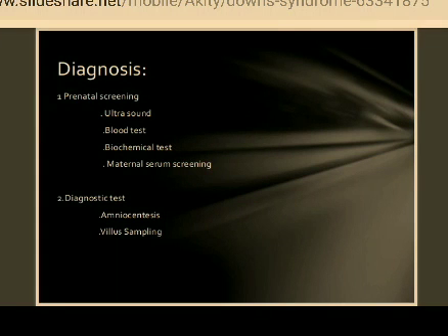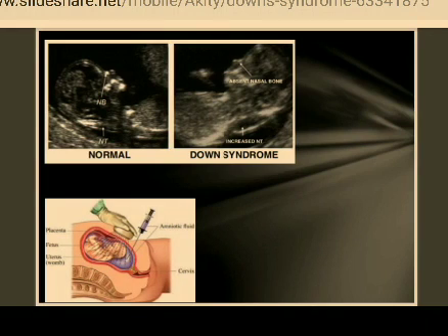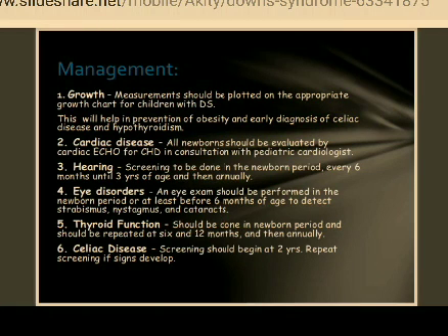Diagnosis: prenatal screening: ultrasound, blood test, biochemical test, maternal serum screening; diagnostic tests: amniocentesis, chorionic villus sampling. Management: growth measurements should be plotted on the appropriate growth chart for children with Down syndrome. This will help in prevention of obesity and early diagnosis of celiac disease and hypothyroidism. Cardiac diseases: all newborns should be evaluated by cardiac echo and CHD in consultation with a pediatric cardiologist.